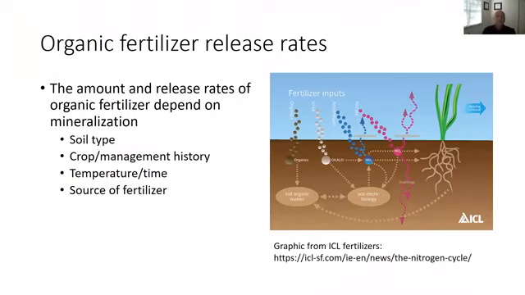So I want to talk a little bit more about some of the research that's been done in onions and in other crops, looking at organic fertilizer release rates. When we look at organic fertilizers, unlike conventional fertilizers, there's a lot of things that affect how it's available and how it's released to the plant. I pulled this graphic from ICL Fertilizers, and I thought it was nice because it was fairly straightforward and simple in the sense that you see here on the top it says fertilizer inputs. You have organics, urea, ammonium, and nitrate.